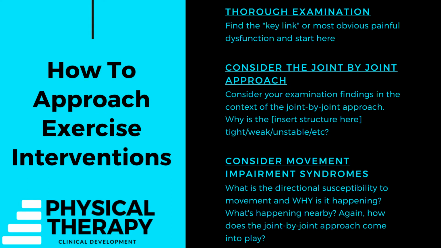Okay, so our painful dysfunction, this is really going to model the regional interdependence approach, where somebody with shoulder pain, maybe they have pain at the glenohumeral joint, and we find that the thoracic spine has a mobility problem.